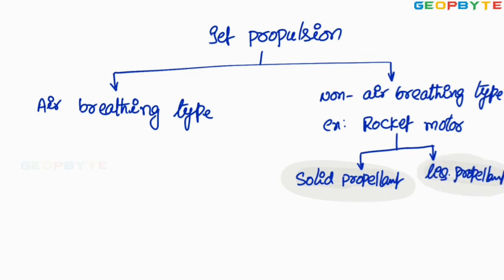Since the rocket is carrying its own oxidizer tank, it can fly in any medium or in the perfect vacuum also. That's why generally rocket motor is considered under non-air breathing type. Come to the air breathing type. Air breathing type means these are flying within the atmosphere.